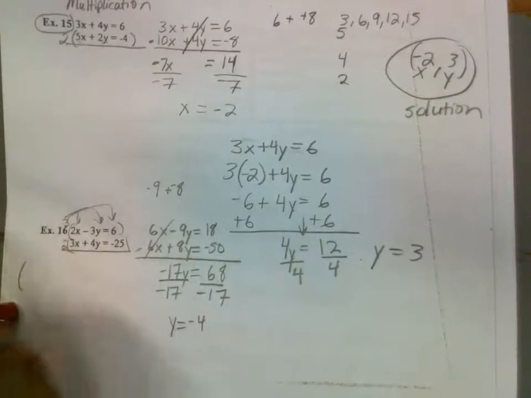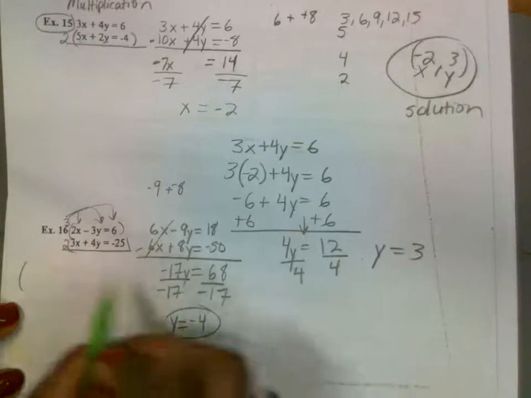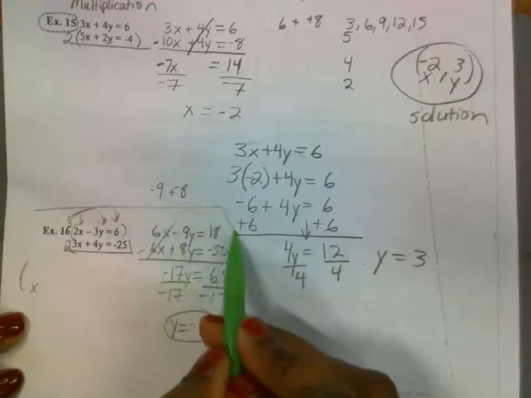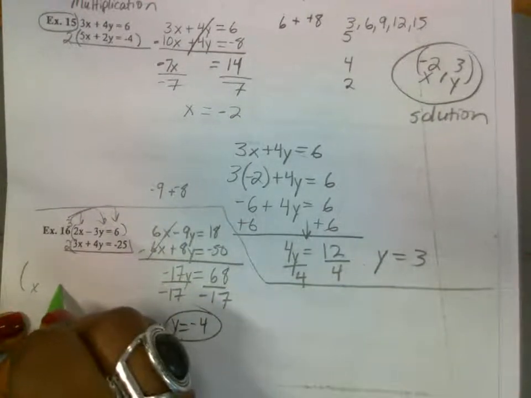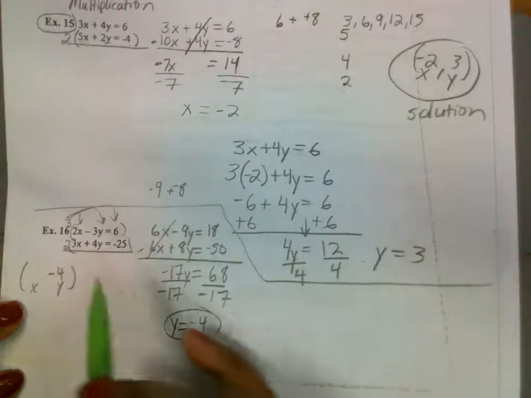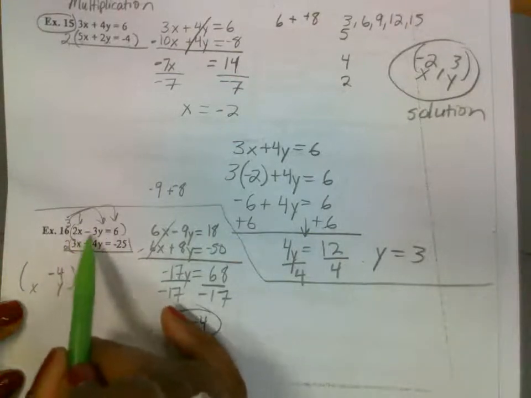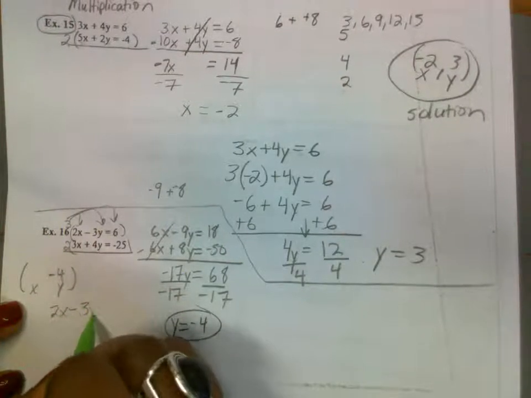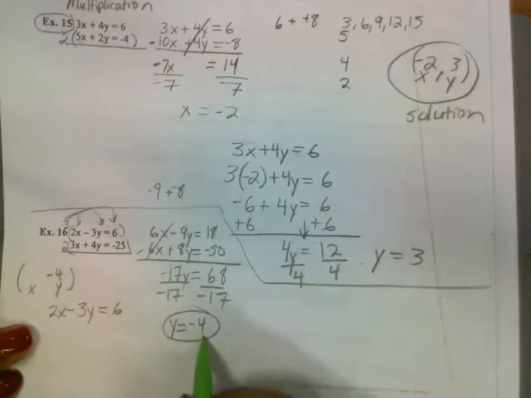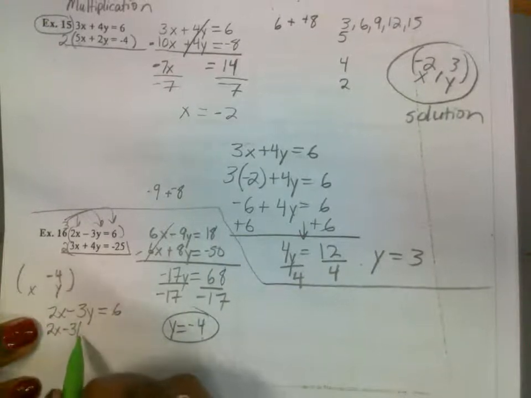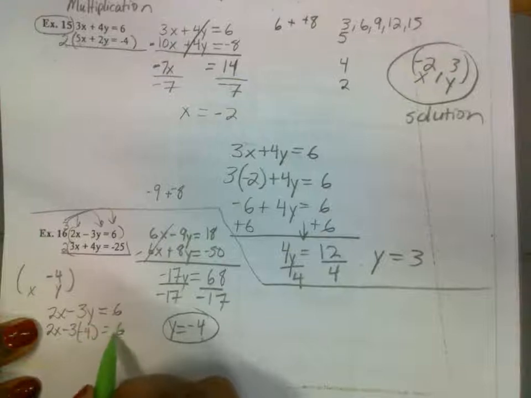So I'm going to put negative 4. This is x. Let me make sure I don't get these mixed up. X, y, got negative 4. So now we got to figure out what our x is. So go back, use the original equation. Please use that. 2x minus 3y is equal to 6, and put negative 4 in its place. So this is 2x minus 3 times a negative 4 is equal to 6.